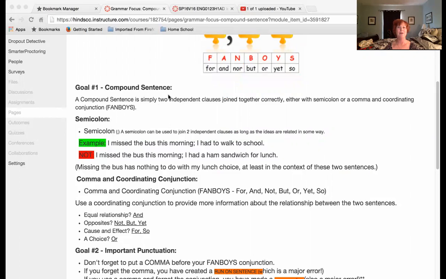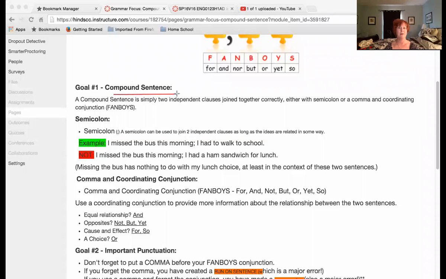Okay, so let's go over the semicolon first. Let me choose this annotate again. Well, it's not wanting to cooperate. Hold on. Let me draw. Color. Annotate. Okay, here we go. Sorry, bear with me.